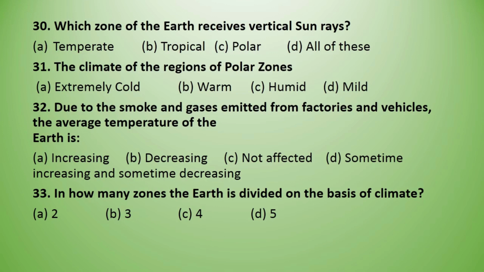32. Due to the smoke and gases emitted from factories and vehicles, the average temperature of the earth is A. Increasing, B. Decreasing, C. Not affected, D. Sometimes increasing and sometimes decreasing. Answer is A. Increasing. 33. In how many zones is the earth divided on the basis of climate? A. 2, B. 3, C. 4, D. 5. Answer is B. 3.